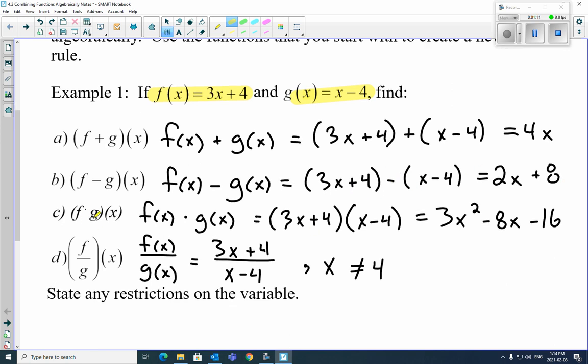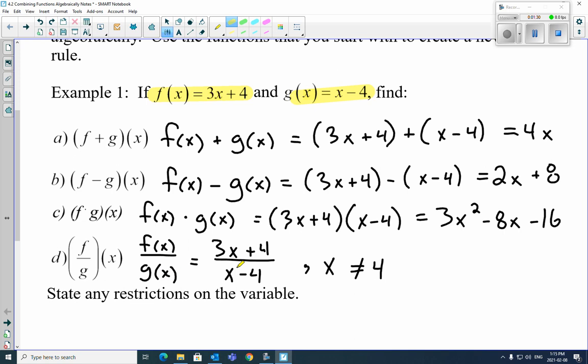F dot g of x just means f of x times g of x. So we take the two functions. Now here we have two binomials, so when we multiply them together, we use FOIL, right? First, outside, inside, last, and we end up with our trinomial. So we end up with a quadratic in this case. Not that difficult. F divided by g of x just means f of x divided by g of x.